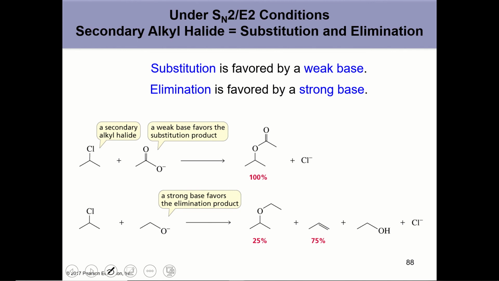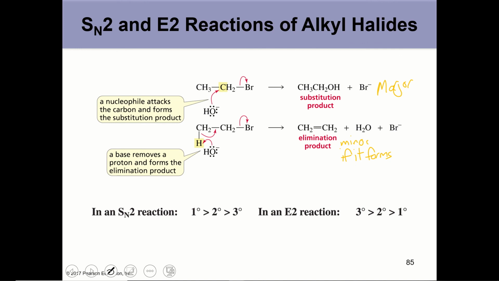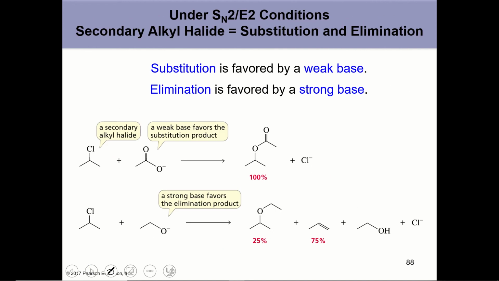We also have to consider secondary alkyl halides. So on our list, an SN2 reaction favors primary, and an E2 reaction favors tertiary, but they both equally favor secondary. So what happens when we have secondary conditions? How do we know when it's going to have an SN2 major product or when it's going to have an E2 major product? And it's going to depend on a few different factors.